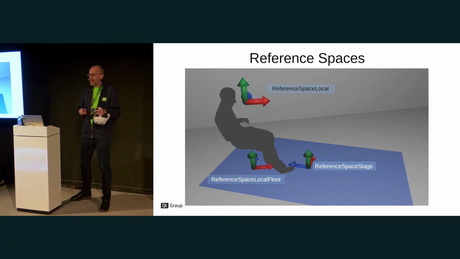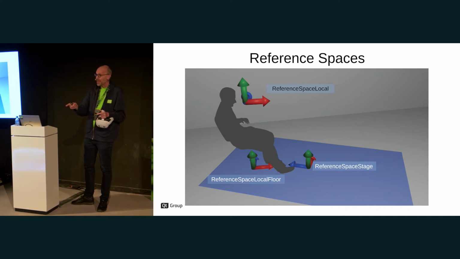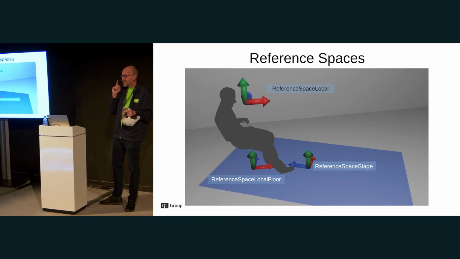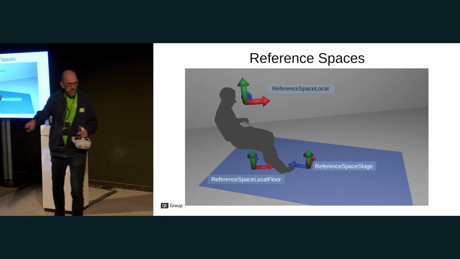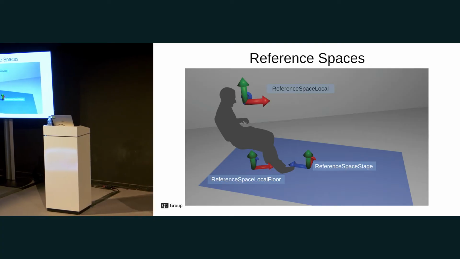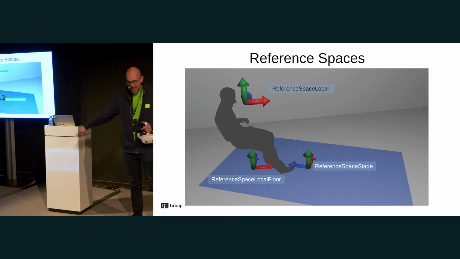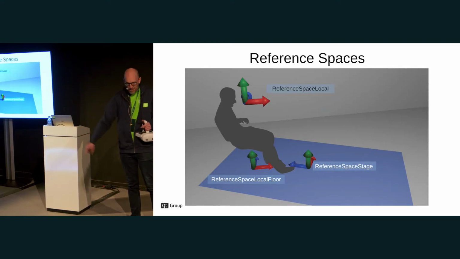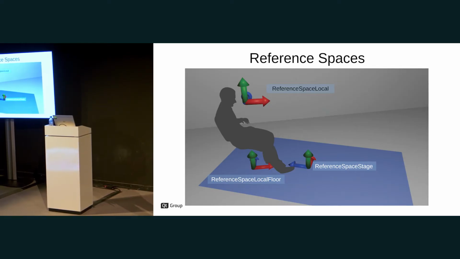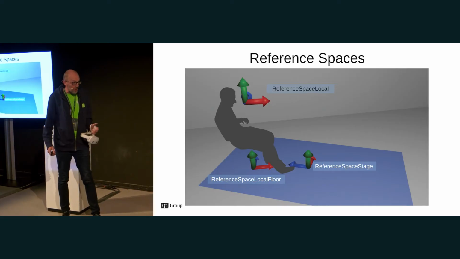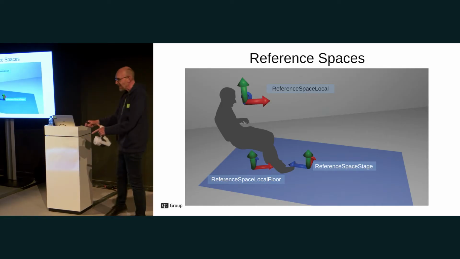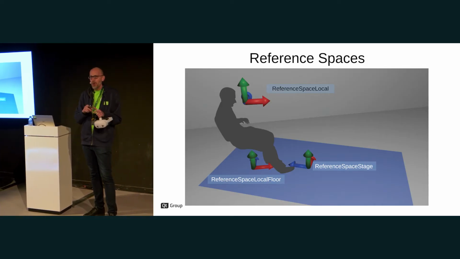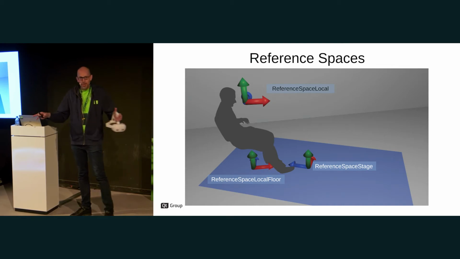The other one is the stage. So if the user has defined a safe area to walk around in, then the stage reference space has its 0 point in the middle of that space. This is the reference space you want to use if the user can walk around, interact with things here, interact with things there, and no single point is really more important than any other.